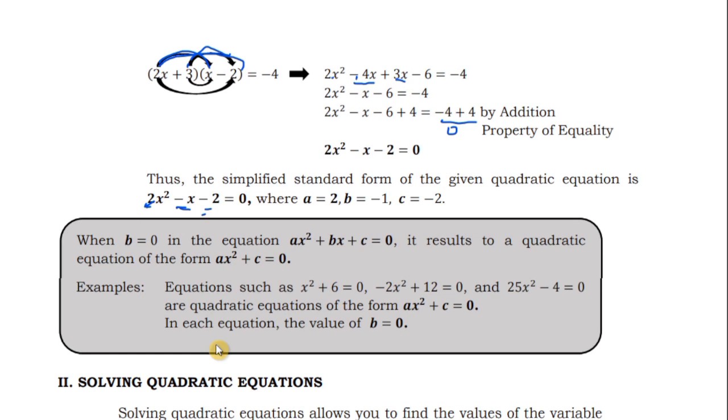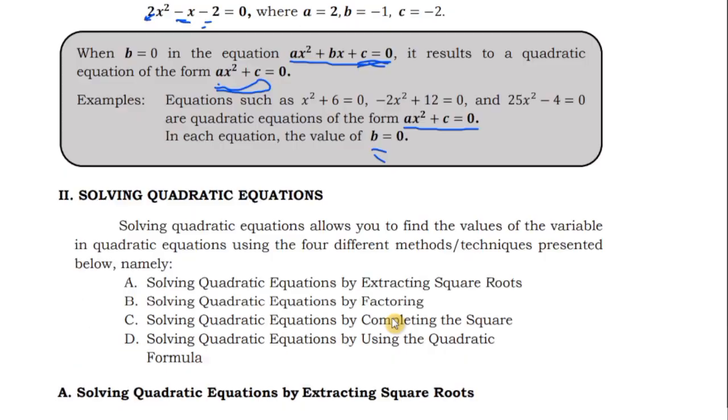Now, let's begin. When b is not the same as 0 in the quadratic equation, we come up with the quadratic equation ax squared plus c equals 0. For instance, we have x squared plus 6 equals 0, negative 2x plus 12 equals 0, or 25x squared minus 4 equals 0, because the b value, or the linear term, is 0. So we come up with ax squared plus c equals 0.